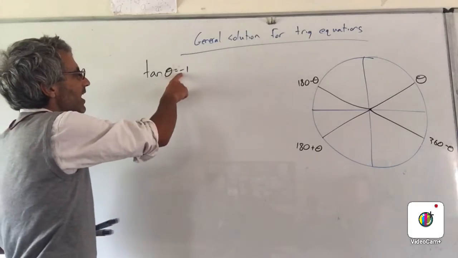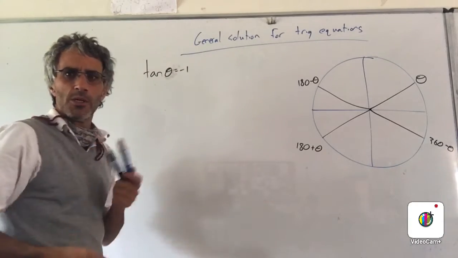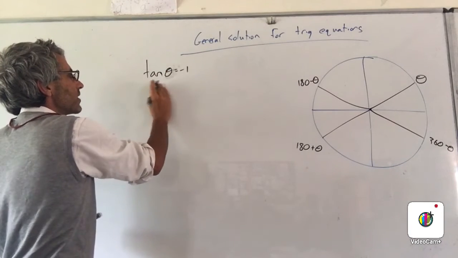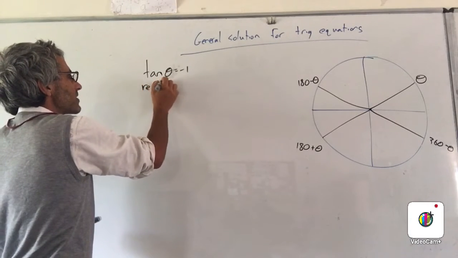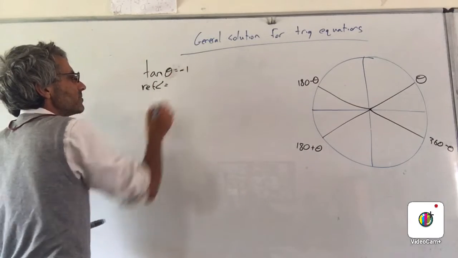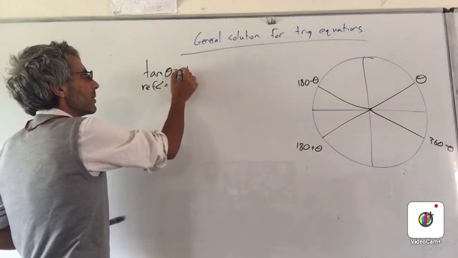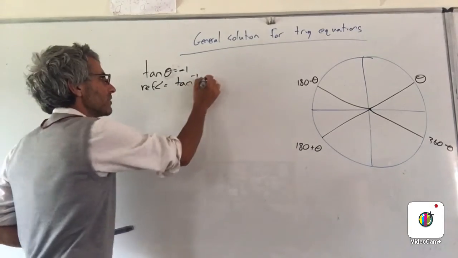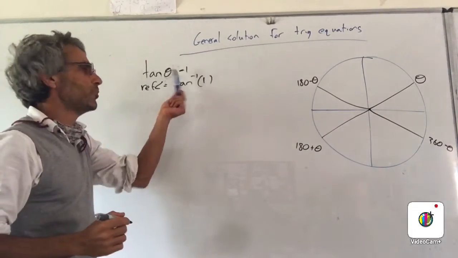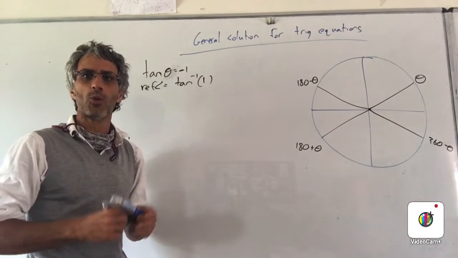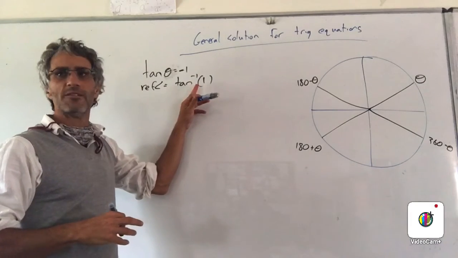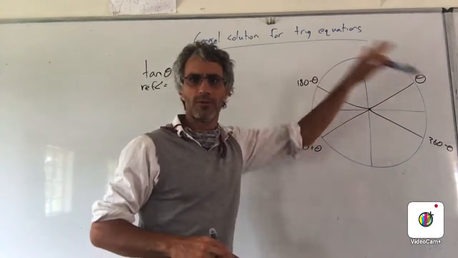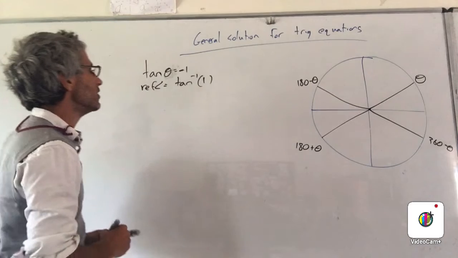I chose a negative number here just to practice this whole business of reference angle. It starts very much the same. If I want to know the reference angle, it's going to be the inverse tan of 1. We're not going to include that minus sign. For the reference angle we always use the positive value, because the reference angle forever lives in the first quadrant, where tan, sine and cosine are all positive.